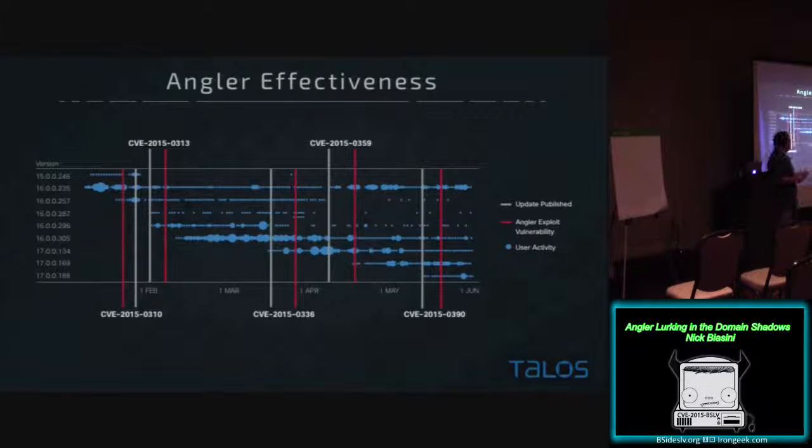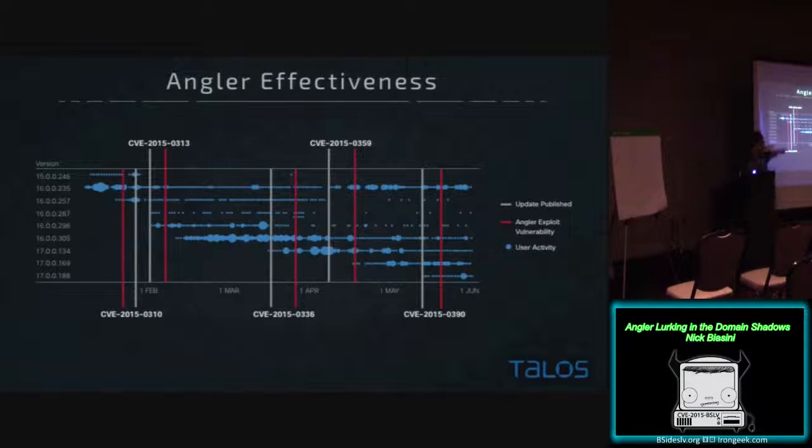Now, one of the reasons that they're so effective is their use of exploits. This is a pretty cool chart, a lot of information on here. Key thing to note are the red lines. That is when Angler was seen actively exploiting a vulnerability. Gray lines are when patches were made available.